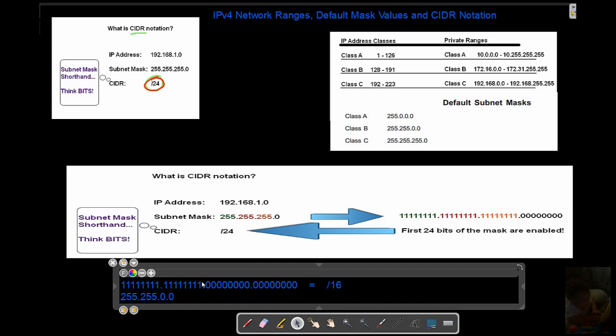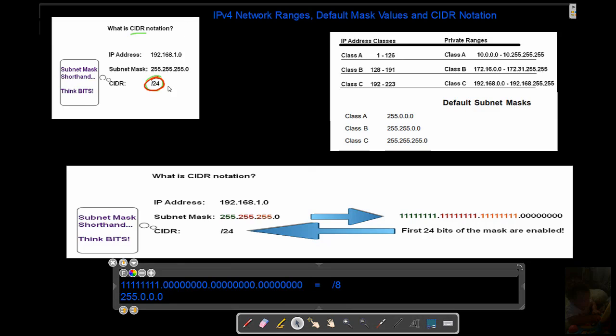Class A, we basically just jump back up here. 1, 2, 3, 4, 5, 6, 7, 8. We are then dealing with 0, 0, 0. How many bits are on? The first 8 bits are on. That's all CIDR is. Very quick and simple. If you see a slash and a number, that tells you how many bits are enabled.